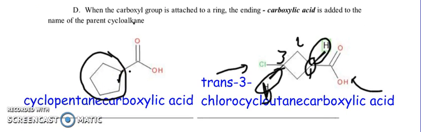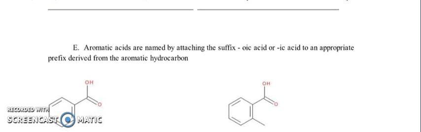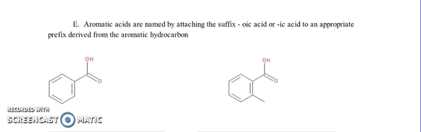All right. So what about the aromatics? Okay, the aromatics, let me pull this up here, are named by attaching the suffix oic acid or ic acid, with the appropriate prefix derived from the aromatic. Okay, do you recognize this first one? It's one of the designs. So it's benzoic acid. Hopefully you recognize that.